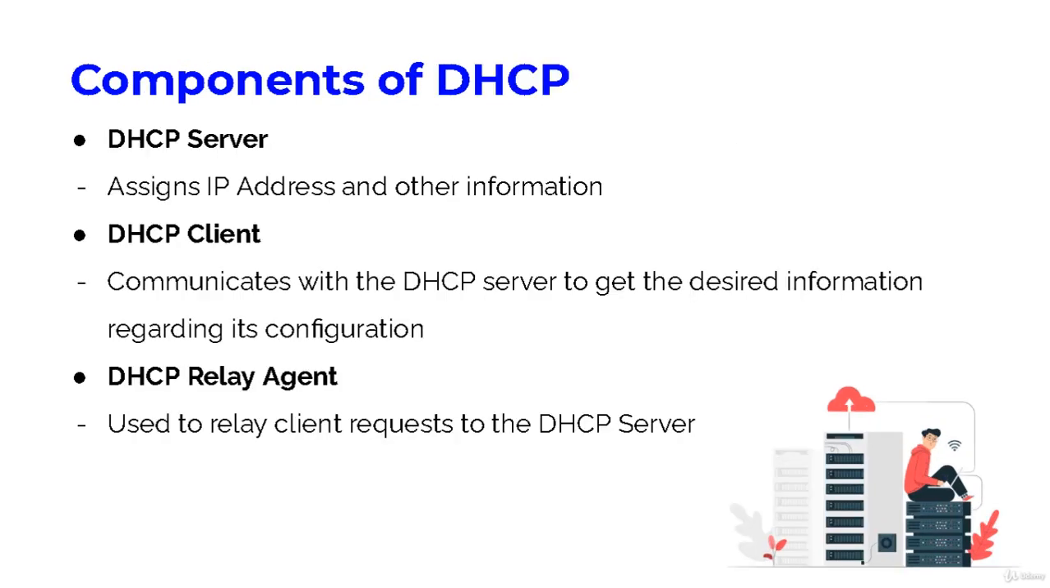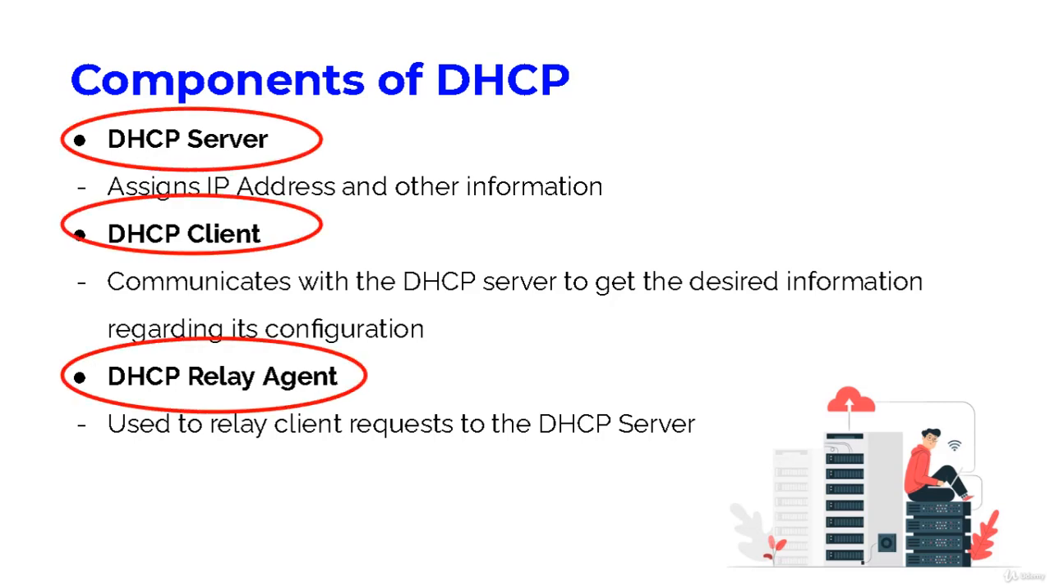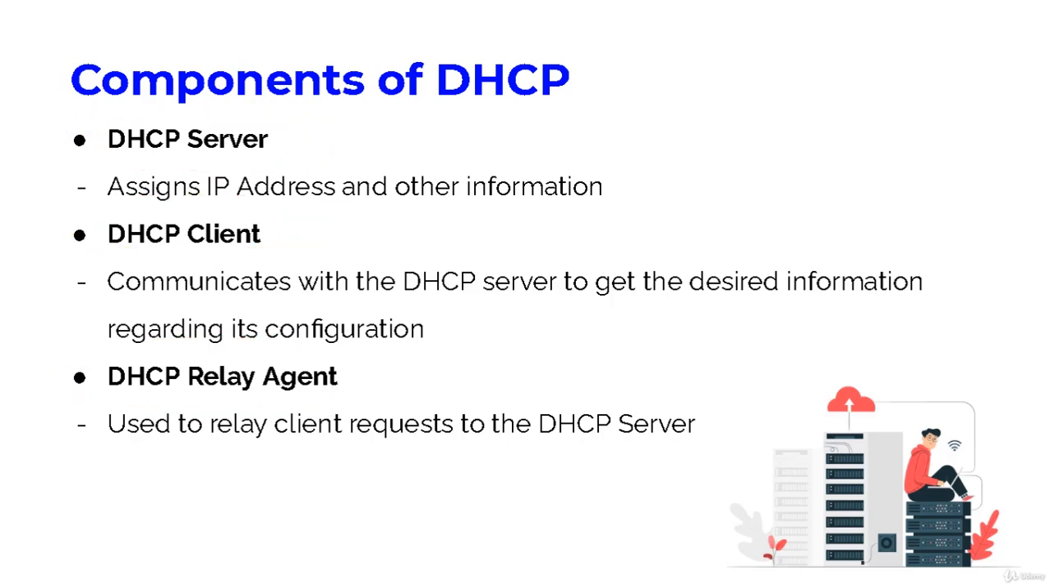Moving on to the components of DHCP. The use of DHCP on the network requires the following three components. As you can see on the screen, DHCP server, DHCP client, and DHCP relay agent. So what is a server? It assigns the IP address and other information to the clients when they request for information. DHCP client. It communicates with the DHCP server to get the desired information regarding its configuration.